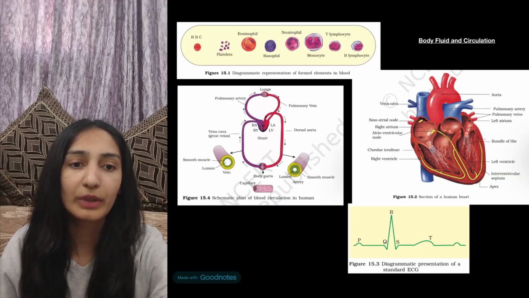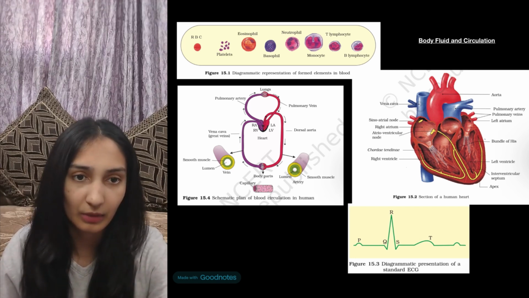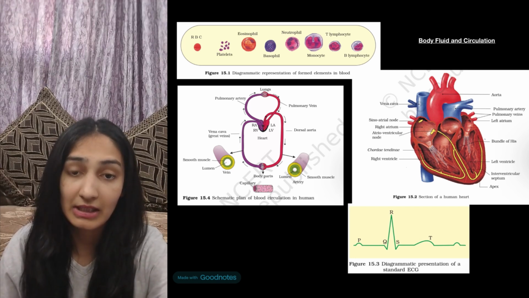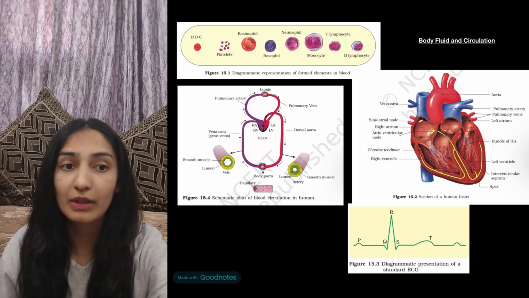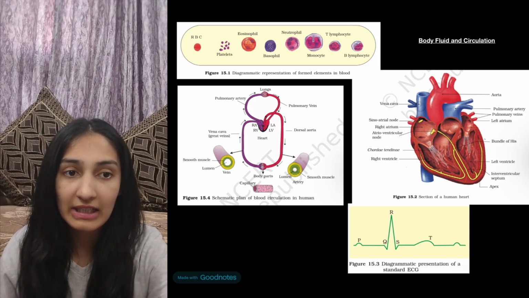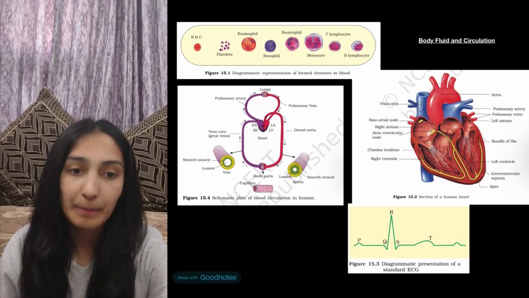Next, we have body fluid and circulation. Figure 15.1 depicts the diagrammatic representation of formed elements in blood. So the first one is RBC, second is platelets, third are your eosinophils, then next come the basophil, neutrophil, monocyte, T lymphocyte and B lymphocyte.